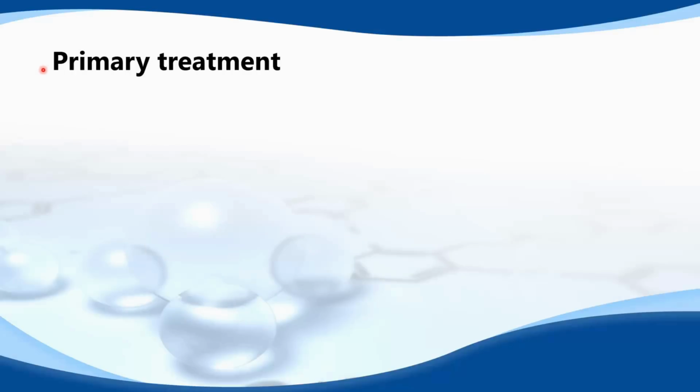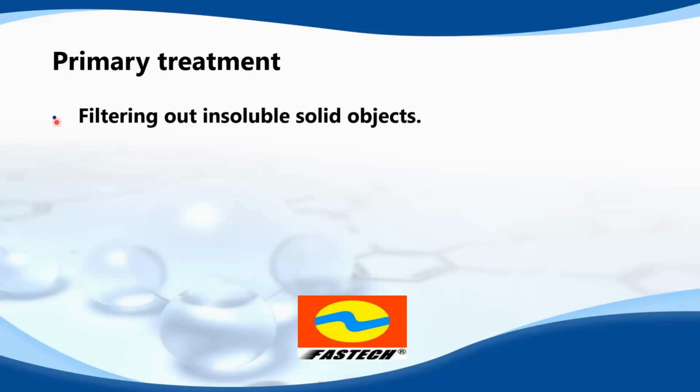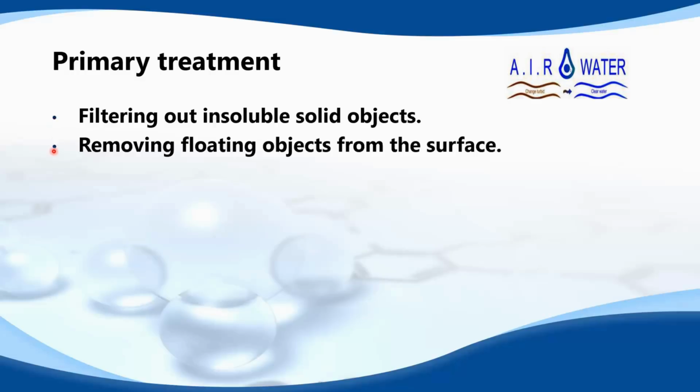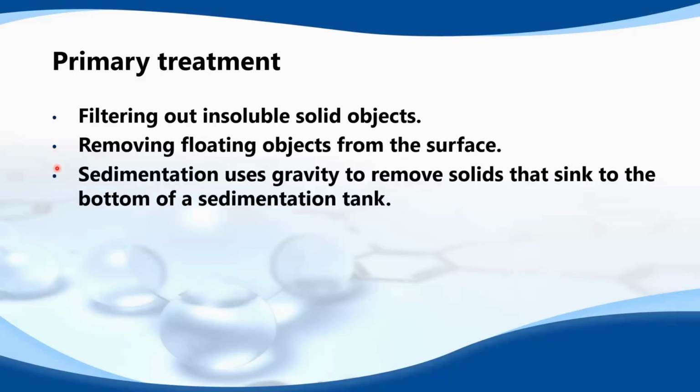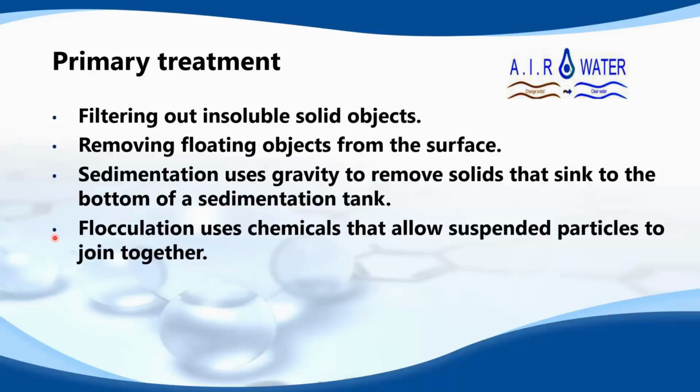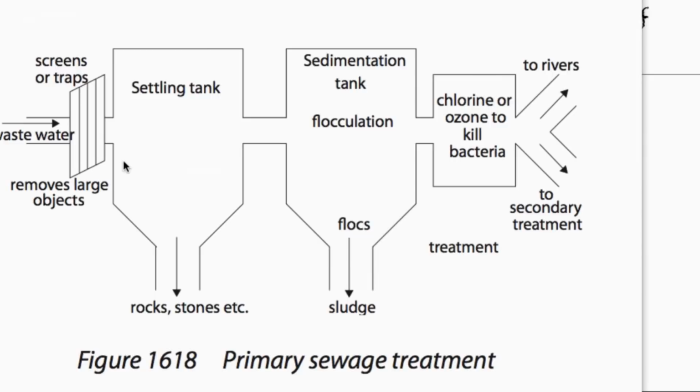So we'll start by looking at some examples of primary treatment. So filtering out insoluble solid objects, removing floating objects from the surface of the water. Sedimentation uses gravity to remove solids that sink to the bottom of a sedimentation tank. And flocculation uses chemicals that allow suspended particles to join together. So I'm going to start off with the primary.